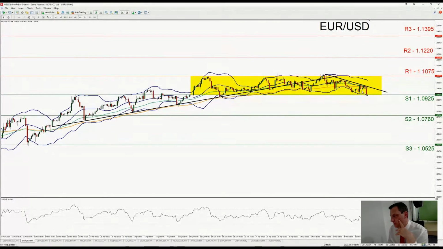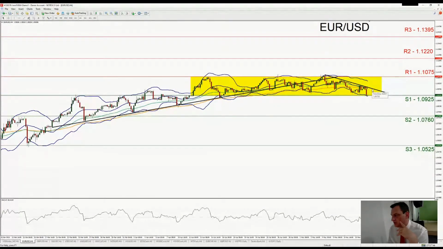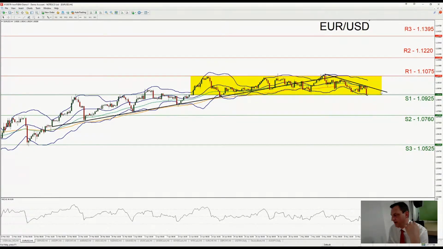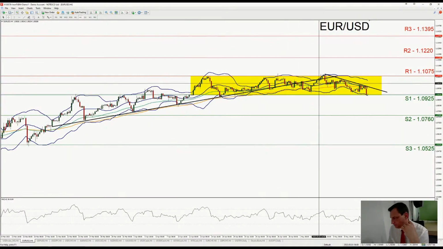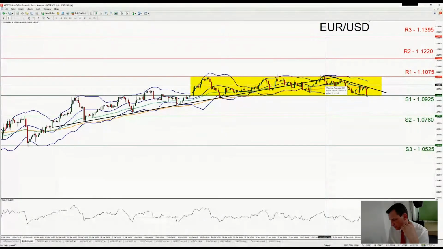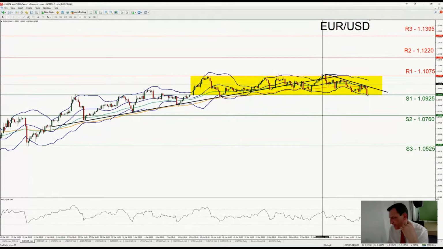On the other hand, should the pair stabilize, and we may see it maintaining a sideways motion, probably just above or around the S1 1.0925, which would be breaking also the downward trend line which has been guiding the pair since, let's have a look, the 4th of May.